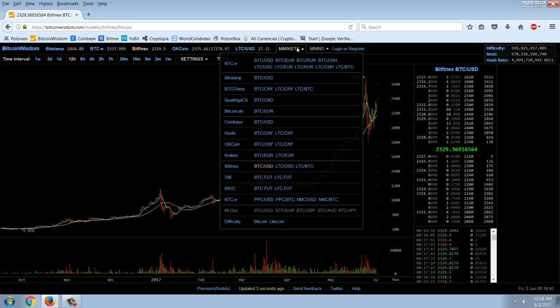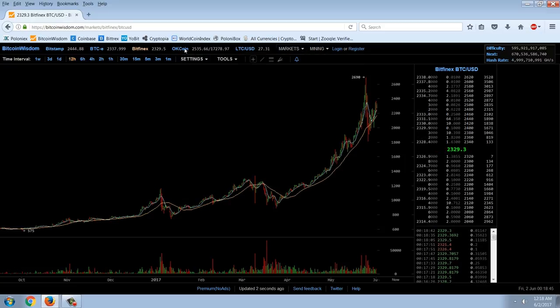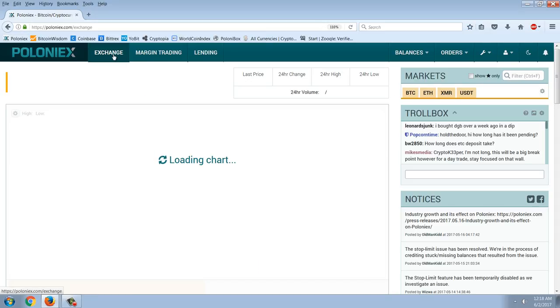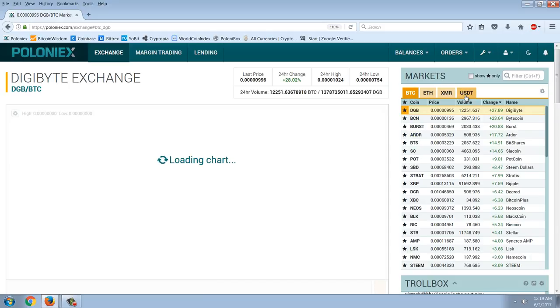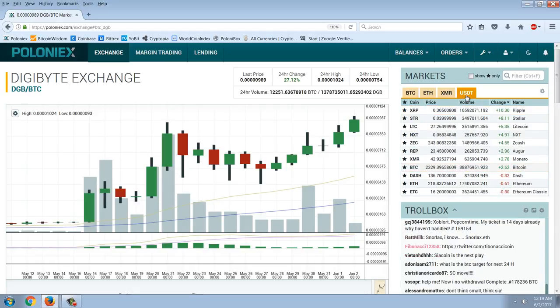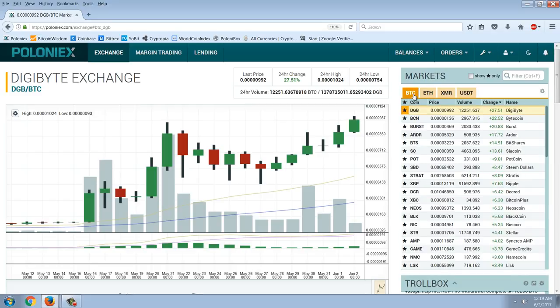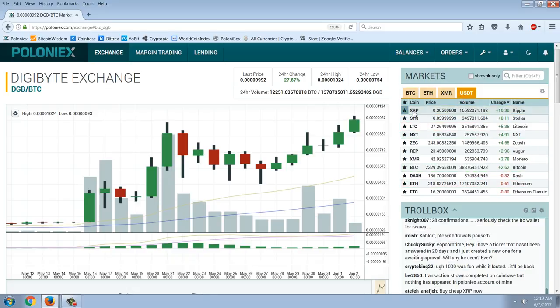Let's see if we can... I don't think we have a Ripple chart here. No, we don't. But if we go over to Poloniex, we had a very big Ripple rally going today. Let's see if we're still... Looks like it may have petered out here. At one point, Ripple was up 30%, I believe.